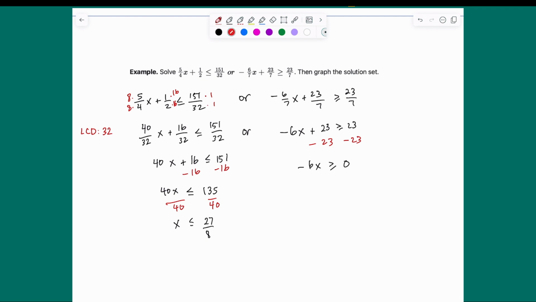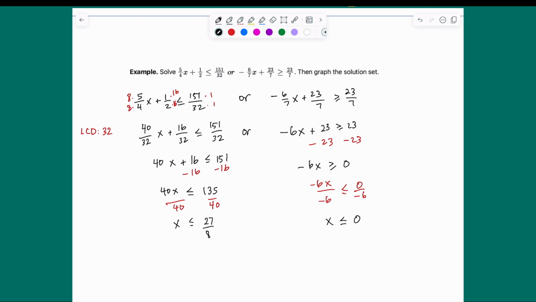And then I would divide negative 6x by negative 6. But when we do that, remembering properties of inequalities, that makes this switch to less than or equal instead of greater than or equal in this case. So then we get 0 divided by negative 6. So we got the inequality x is less than or equal to 0.